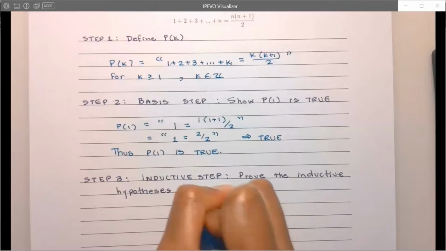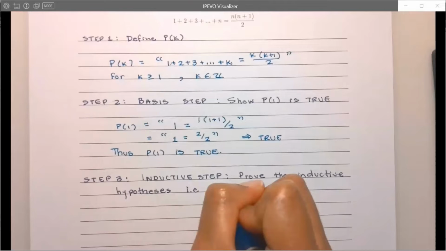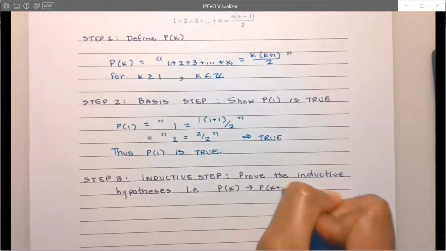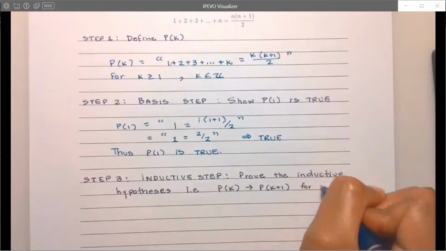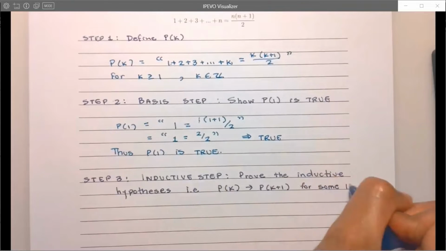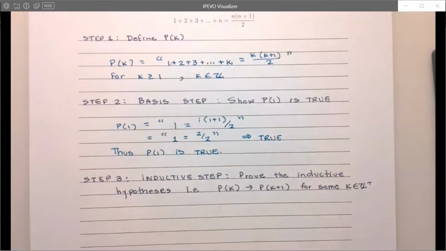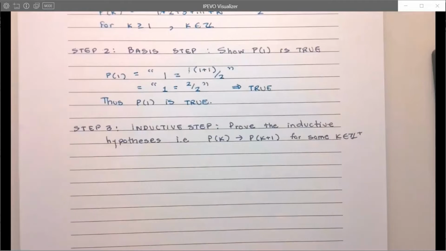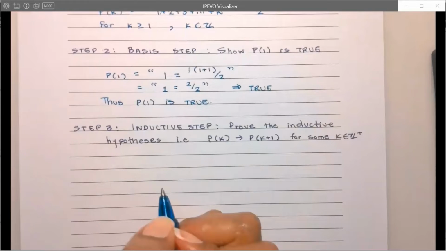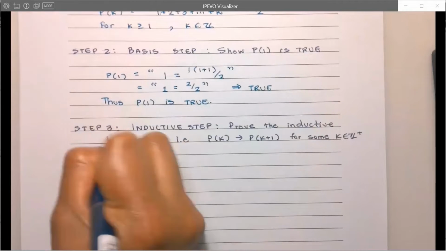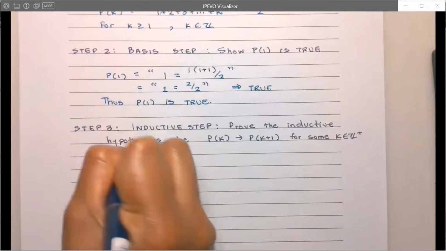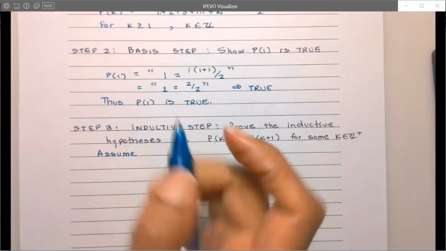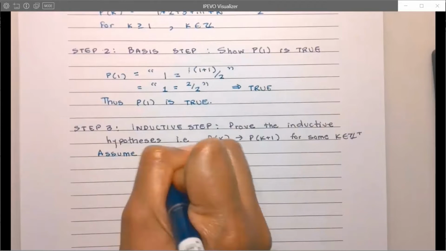So i.e. P of K implies P of K plus 1 for some K. Okay, so it's some arbitrary positive integer. So we're going to prove it by direct proof. And in a direct proof, we start by assuming the hypothesis, which is P of K. Assume P of K is true.